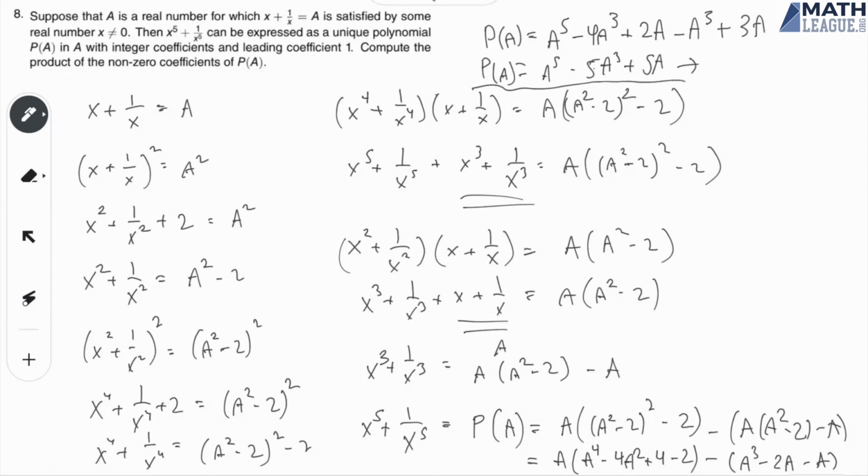And so the product of the non-zero coefficients of P of A is 1 by -5 by 5. And we get -25. That's it.